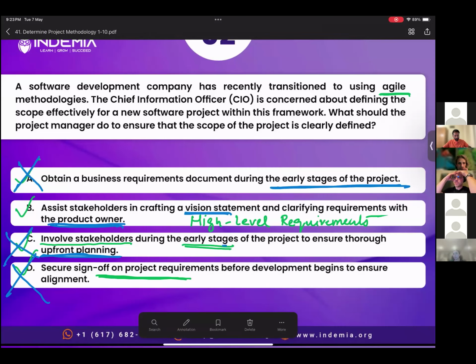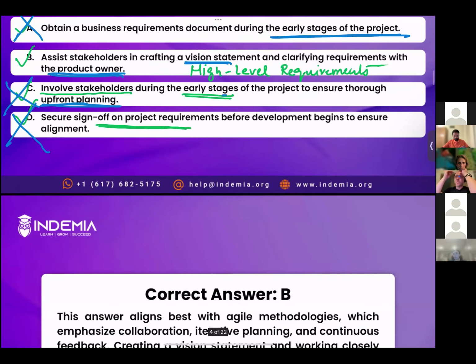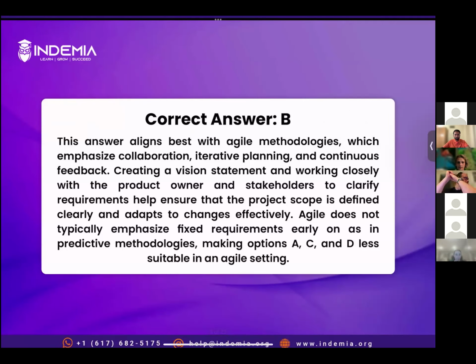Let's read the explanation. Next question.